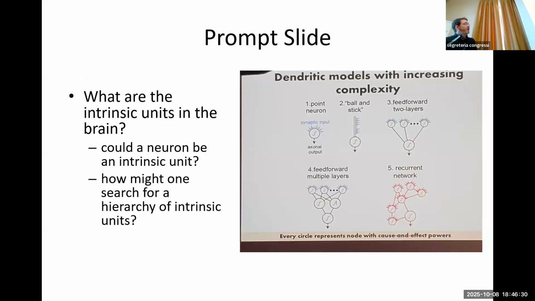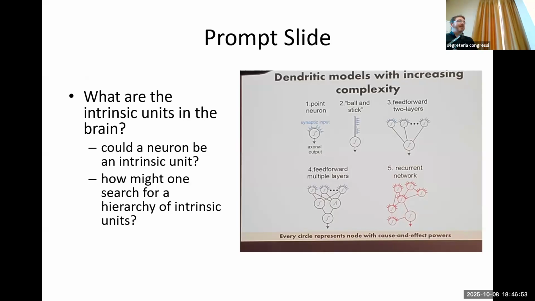And so here's my prompt slide, and this I'll talk about. What are the intrinsic units in the brain? What are we looking for now with this new framing of the problem? Could a neuron be an intrinsic unit? Do we have cause effect power at a neuron? Does it make sense to treat it as an integrated system? And how might one search for this hierarchy of units?